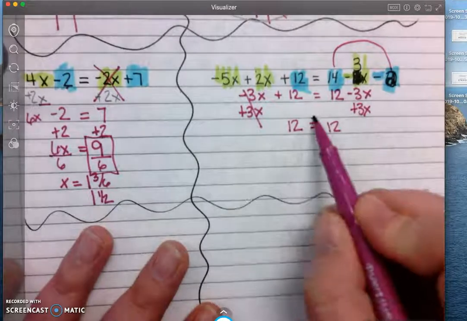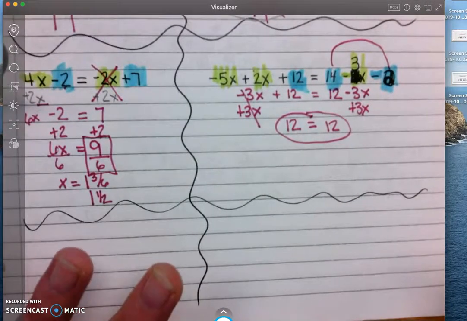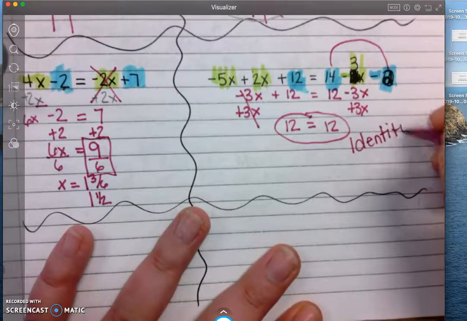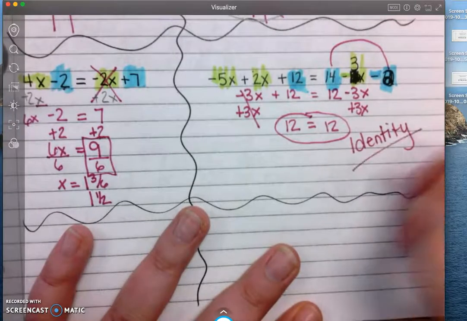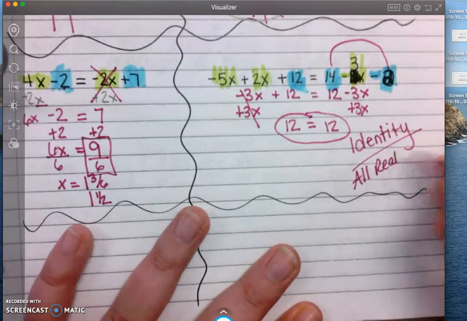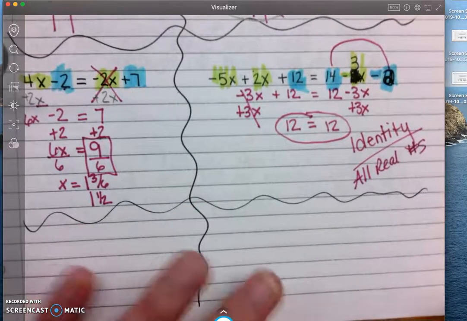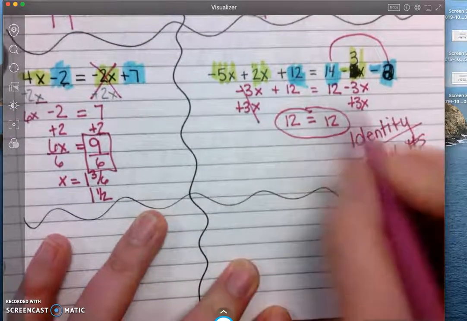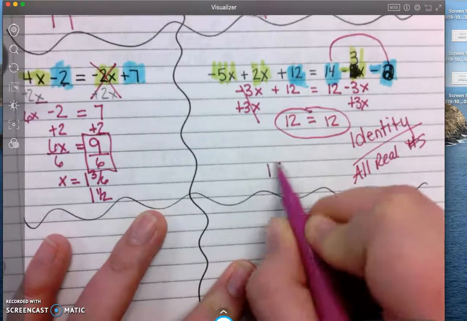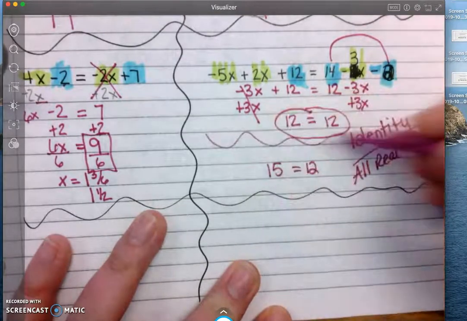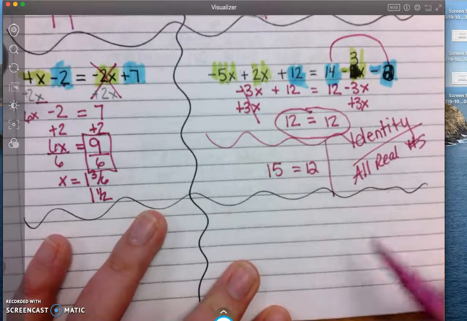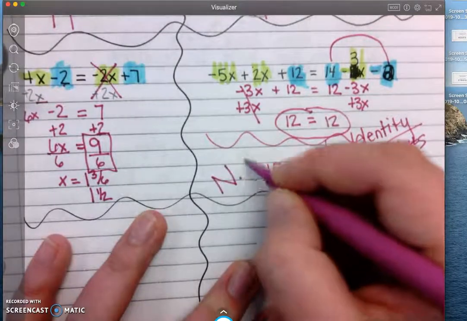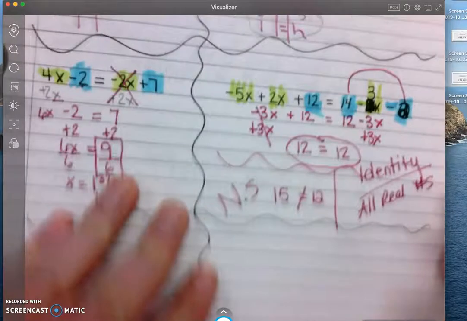If you notice that, and this is a true statement, what do you get? Identity. Also, you could put all real numbers. That's too much work. You will have one on here like that tomorrow. If you got down to, say, 15 equals 12, completely different problem. 15 equals 12, what would that be? That's false, right? That's not true. So that would be a no solution, right? Okay.